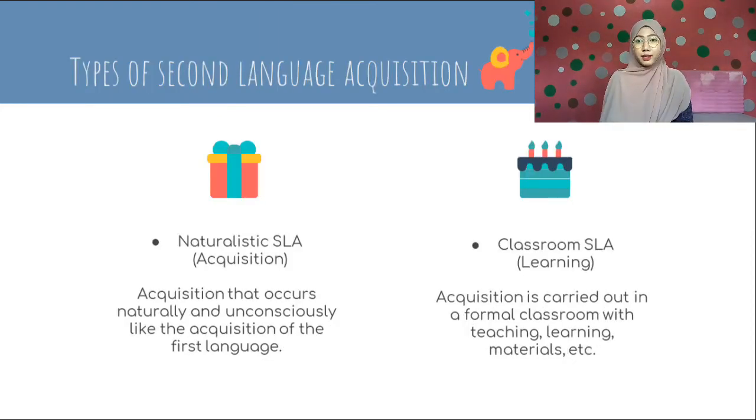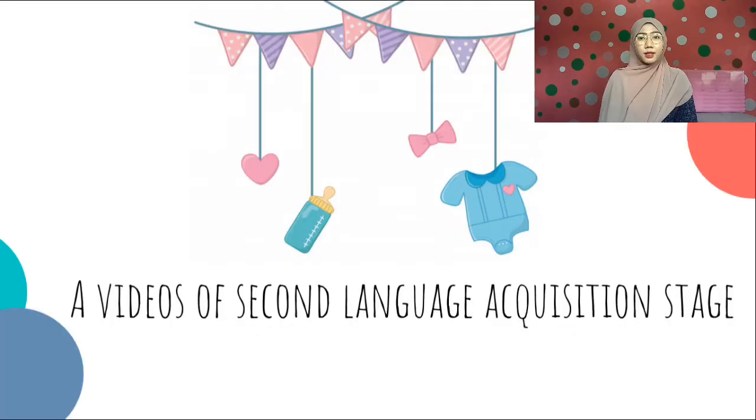Second language acquisition has two types. First, naturalistic second language acquisition, that is acquisition that occurs naturally and unconsciously, like the acquisition of the first language. And the second, classroom second language acquisition, that is acquisition carried out in a formal classroom with teaching, learning, and materials. That is a video of second language acquisition. Let's watch.